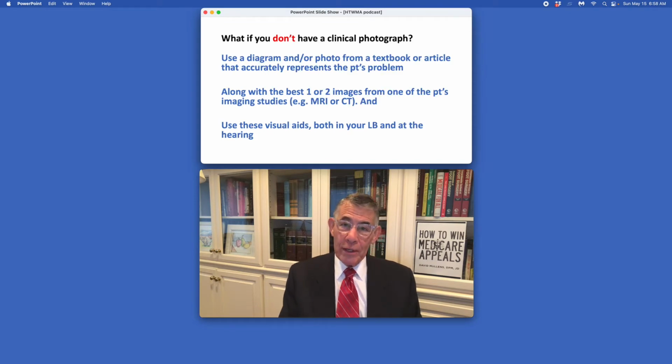What if you don't have a clinical photograph? Okay. Use a diagram or a photograph from a textbook or an article that accurately represents the patient's problem, along with the best 1 or 2 images from one of the patient's imaging studies, meaning from the patient's MRI study or from the patient's CT scan. And then use all of those visual aids both in your letter brief and at the time of the hearing.